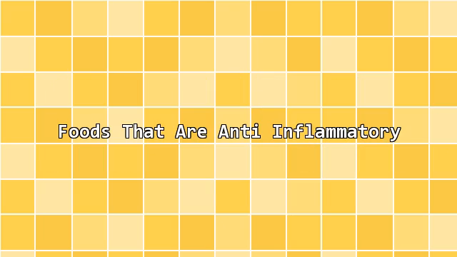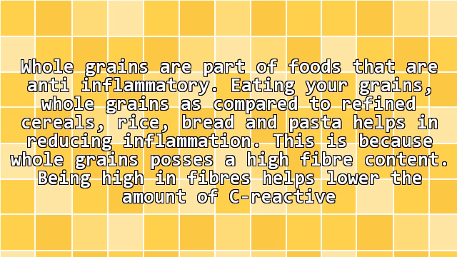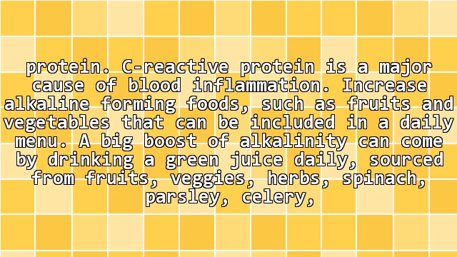Foods that are anti-inflammatory. Whole grains are part of foods that are anti-inflammatory. Eating whole grains as compared to refined cereals, rice, bread and pasta helps in reducing inflammation. This is because whole grains possess a high fiber content. Being high in fiber helps lower the amount of C-reactive protein. C-reactive protein is a major cause of blood inflammation.